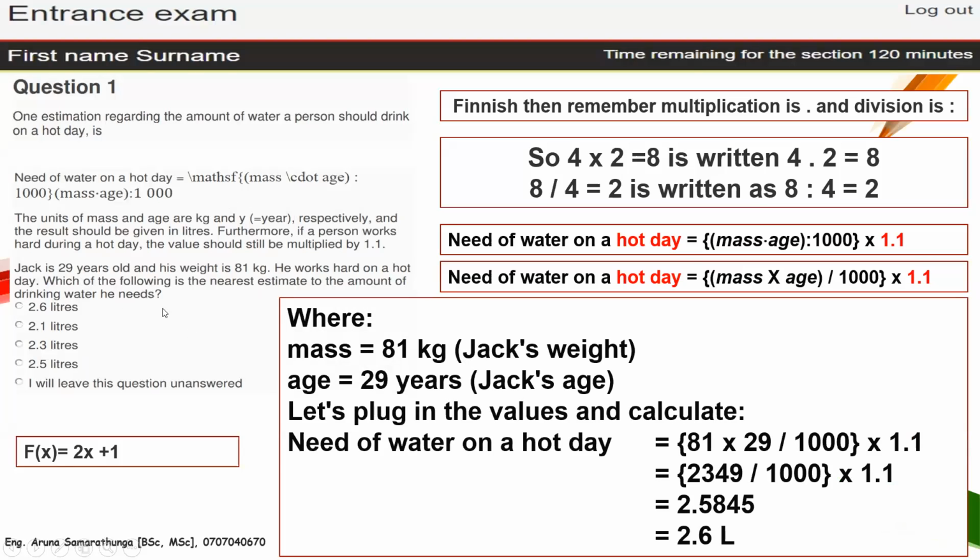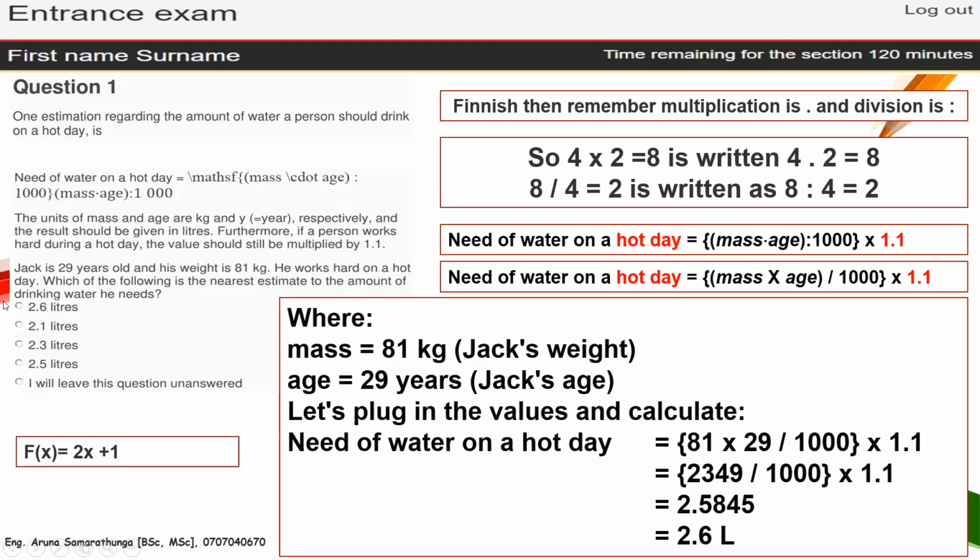Now let's go to the question. Mass is 81 kg and age is 29 years, and let's put these into the equation. Put mass here, multiplied by age, divided by 2, and multiplied by 1.1. Just do that and get the answer. The answer will come in liters, as it says here. If you take the nearest estimation, it is 2.6 liters.